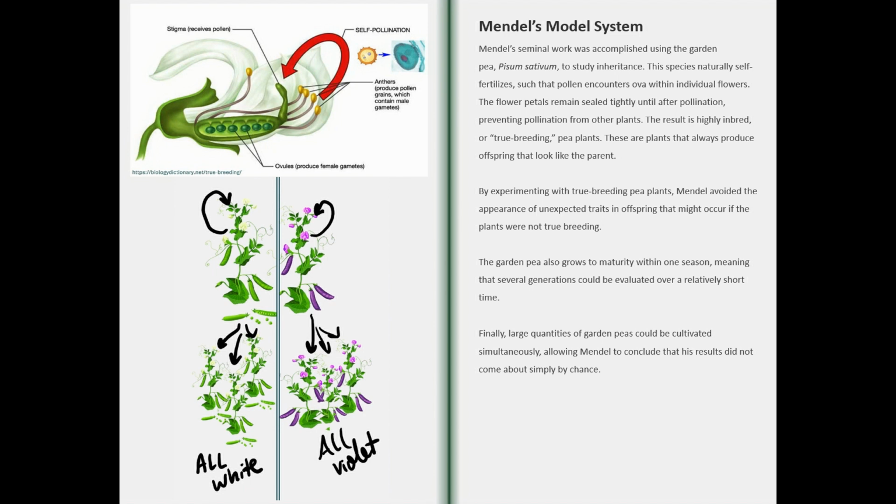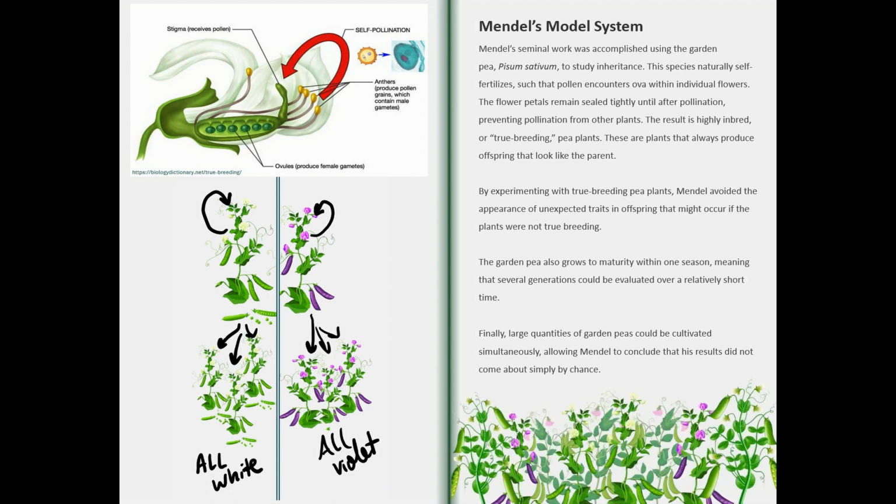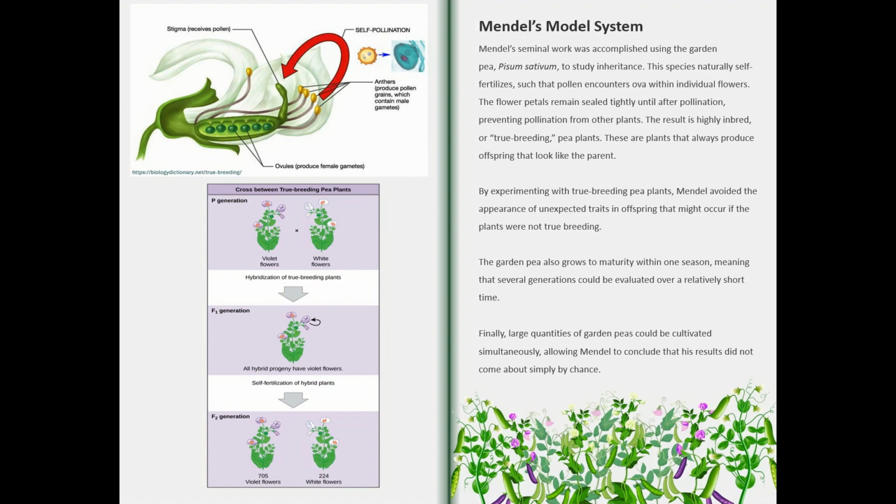The garden pea also grows to maturity within one season, meaning that several generations could be evaluated over a relatively short time. And finally, large quantities of garden peas could be cultivated simultaneously, allowing Mendel to conclude that his results did not come about simply by chance. This is why the peas were Mendel's model system.